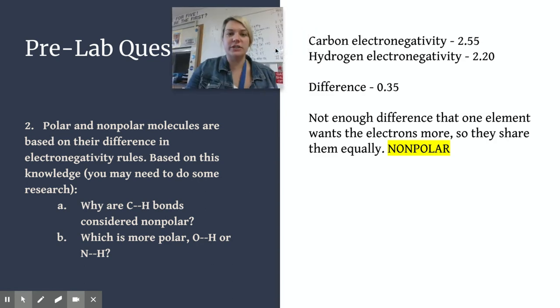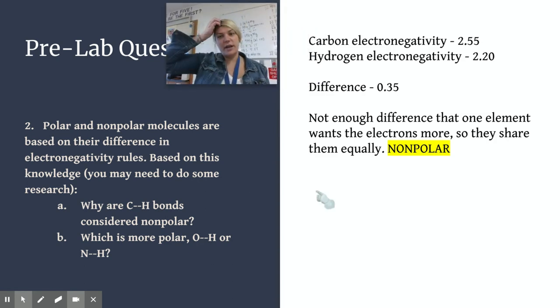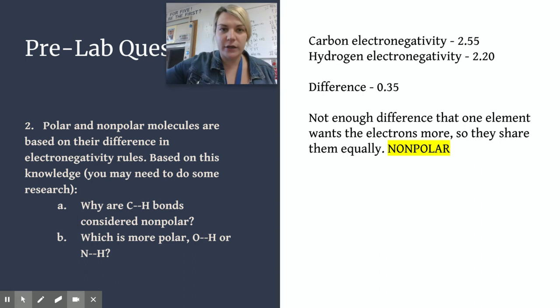Okay, so the first question, let's look at it. Carbon has an electronegativity value, and remember, we can look at our periodic table to figure this out, or we can Google it. Carbon's electronegativity is 2.55, where hydrogen's electronegativity is 2.20, which indicates that their difference is 0.35, which means that one element does not want the electrons more than the other element. So therefore, they are going to share evenly or equally their electrons. So that indicates this is a non-polar bond.